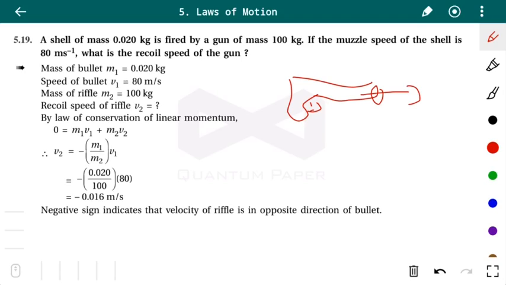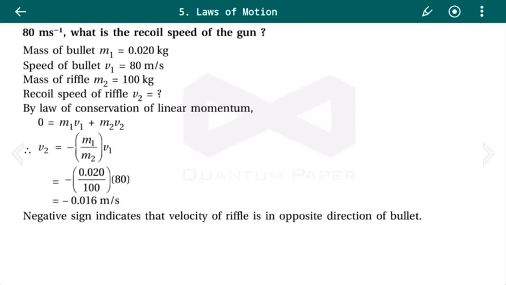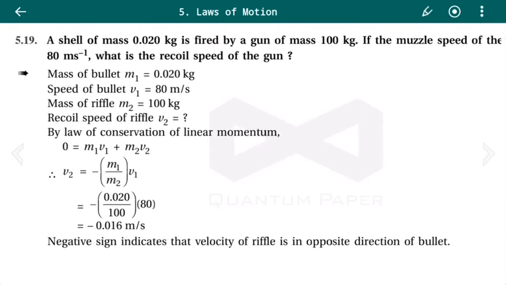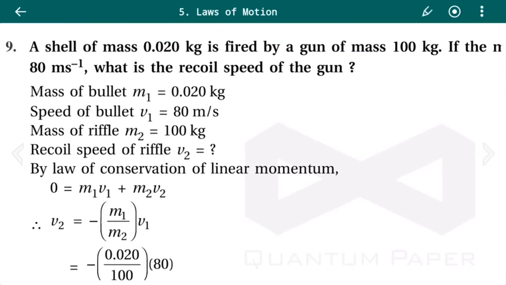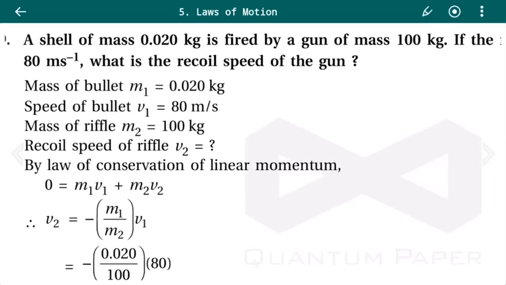So when the gun recoils in one direction, the shell will go in the opposite direction. So the directions of motion of the two objects will be opposite to each other. Here the muzzle speed is given, that is 80 meter per second, and we need to find the recoil speed. So given over here is mass of the bullet m1 equals 0.020 kg, speed of the bullet v1 equals 80 meter per second, mass of the rifle m2 is 100 kg, and recoil speed of the rifle, let it be v2, that we need to find.